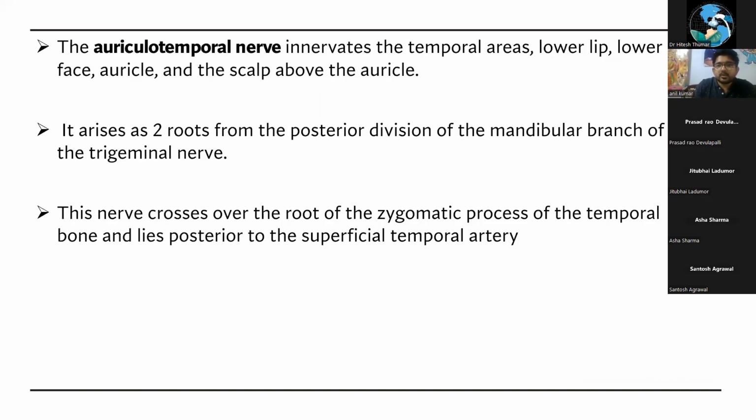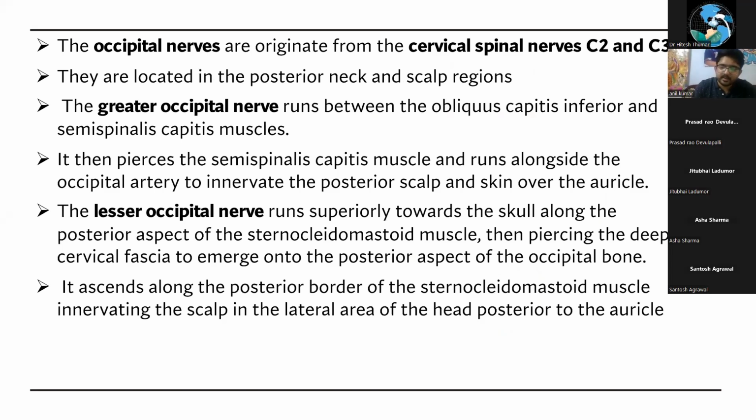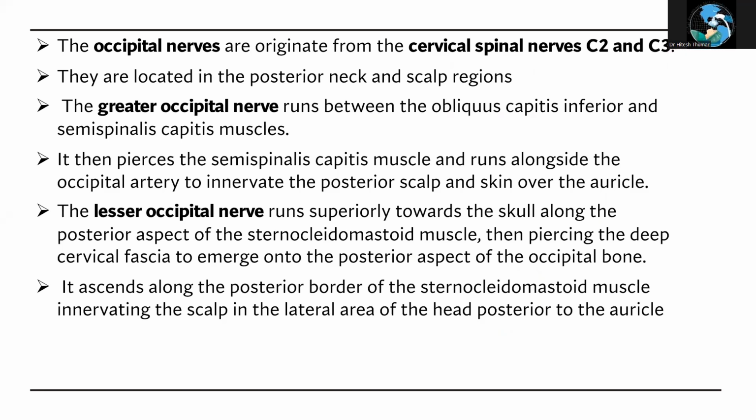The auriculotemporal nerve innervates the temporal areas, lower lip, lower face, auricle and scalp above the auricle. It arises as 2 roots from the posterior division of the mandibular branch of the trigeminal nerve. This nerve crosses the root of the zygomatic process of the temporal bone and lies posterior to the superficial temporal artery. This is the auriculotemporal nerve. These are all the anatomical landmarks I'm telling, and I will explain them in the coming slides in a very summarized way.